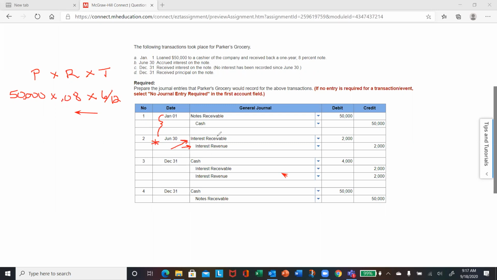Now, at the end of the year, on part C, it says no interest has been recorded since June 30th. So the rest of the interest, again, it's the same thing because there's another 6 months to go. That's the other 2,000. So you're going to debit cash for 4,000 because you've got 2,000 interest for the whole year. That's debit cash, credit interest receivable from what you'd accrued on June 30th, and then interest revenue you haven't recorded yet. And then the last part is just simply recording the collection of the principal, which of course is just a debit to cash and a credit to notes receivable.